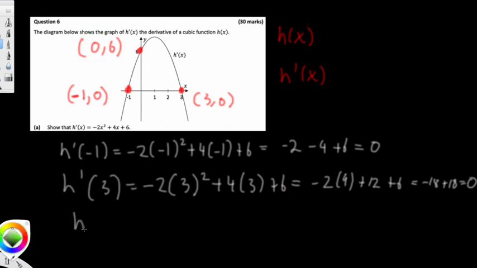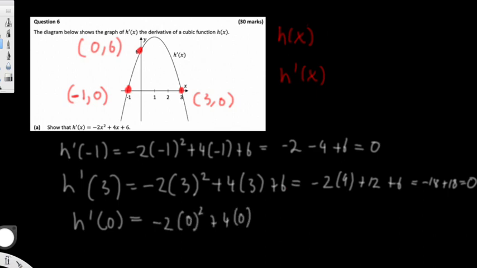That's going to be h prime of 0, which is minus 2 times 0 squared plus 4 times 0 plus 6, equal to 6. So that one also fits. So that's enough to show that this h prime of x can be written as this formula. So this graph can be written as this thing here.